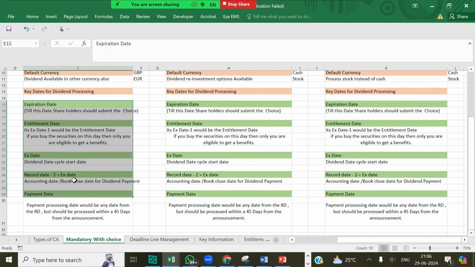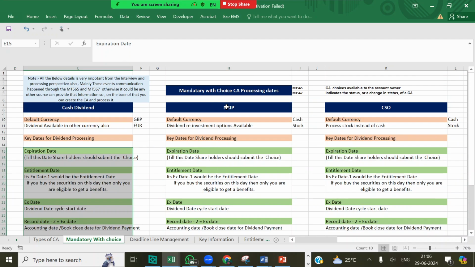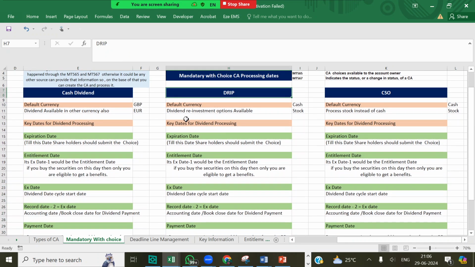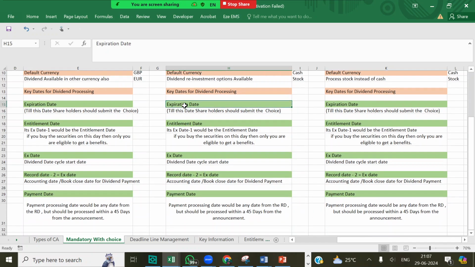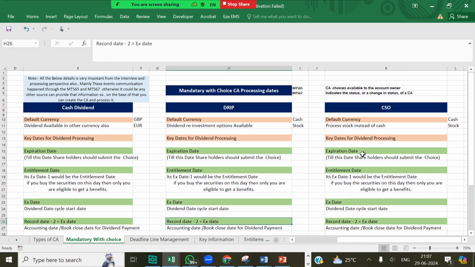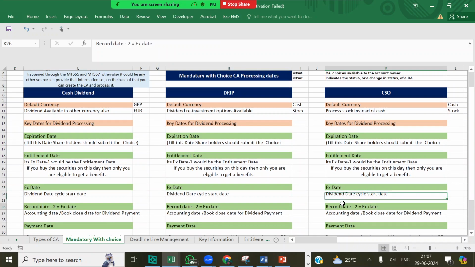The next one is your DRIP events. For DRIP events also, the processing pattern, if you see, has the expiration date, entitlement date, ex-date and record date. All events have the same dates. Even for a CSO also, expiration date, entitlement date, ex-date and record date. So all these dates are very key dates. I'll send you the screenshot. I won't be able to share my entire sheet, but I'll share this screenshot.